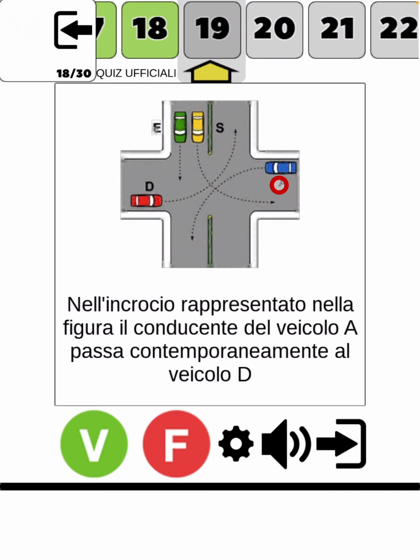At the intersection shown in the figure, the driver of vehicle A passes at the same time as vehicle D. The question is falso.